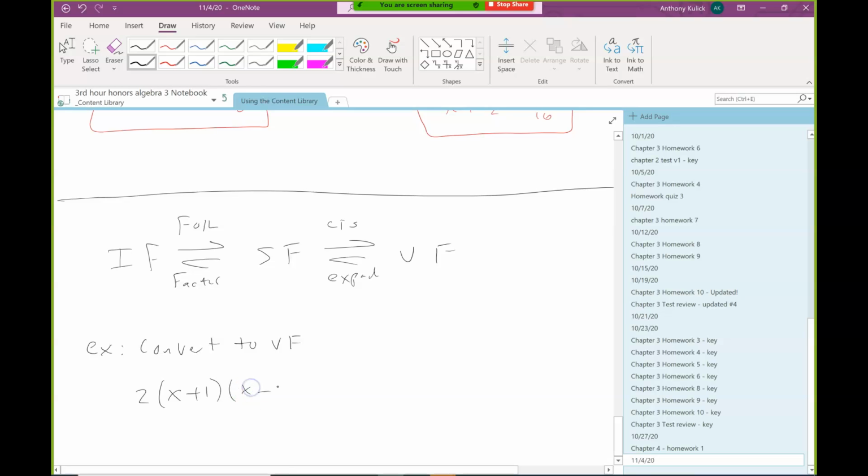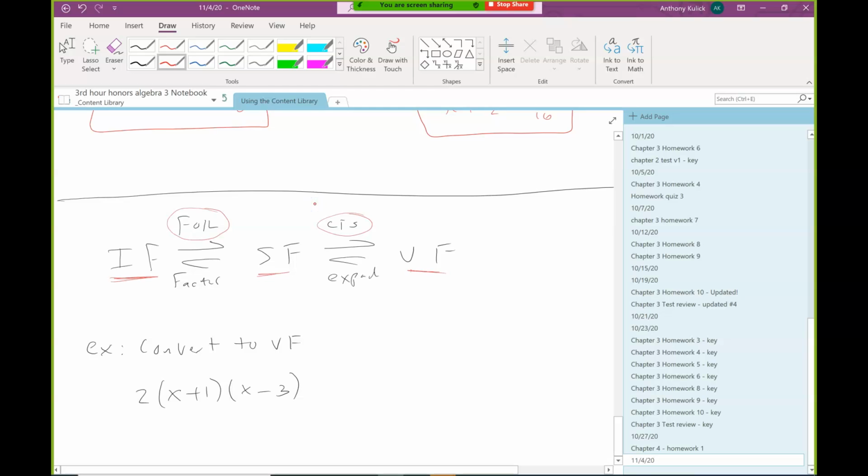So what if I ask you to do this? Convert to vertex form, 2 times x plus 1 times x minus 3. Well, let's look at our map. What is our starting location? Intercept form. Where are we trying to end at? Vertex form. So how are we going to get there? We're going to FOIL it out to get to standard form, and then do the completing the square process to end up at vertex form.